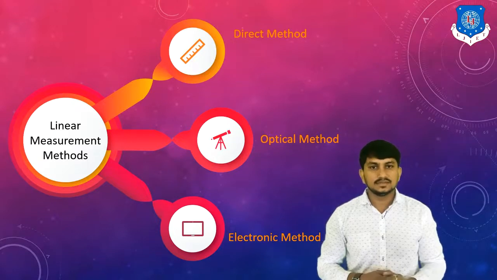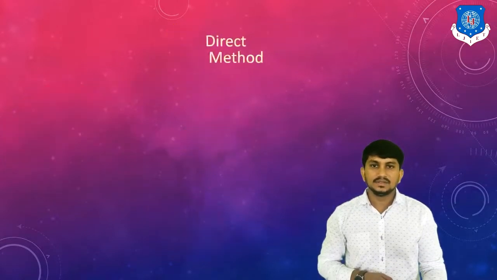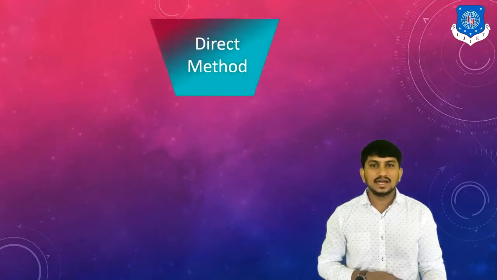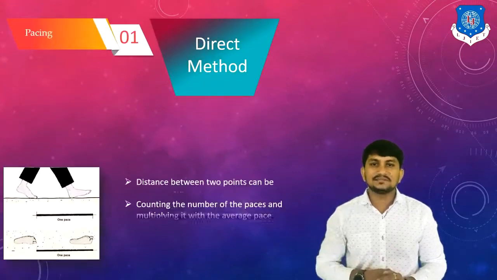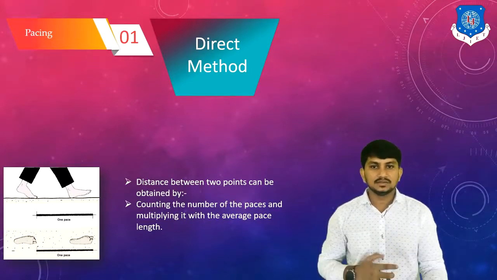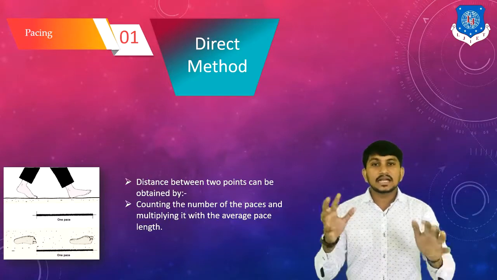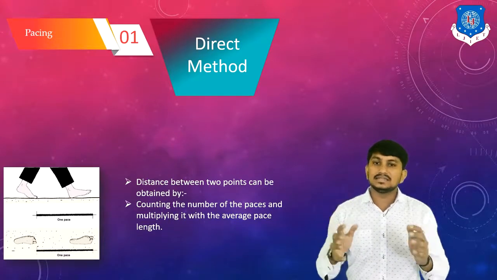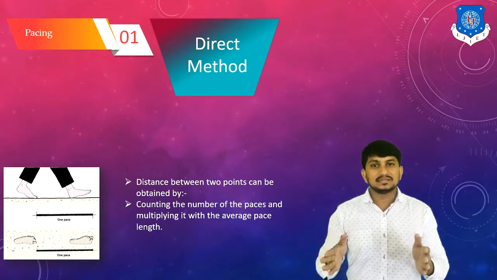In our syllabus, we will discuss various direct methods. So, direct methods are mainly the first and old method is pacing method, in which we find out the distances by number of paces. The distance between 2 points can be obtained by counting the number of paces and it's multiplied with the average pace distance of the person.